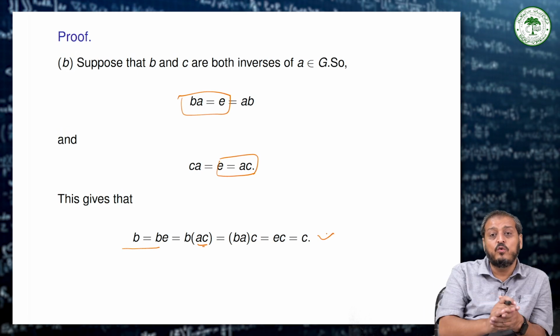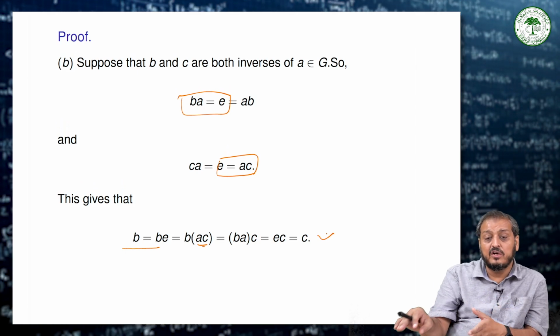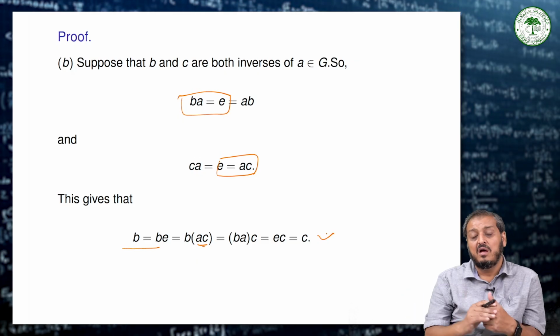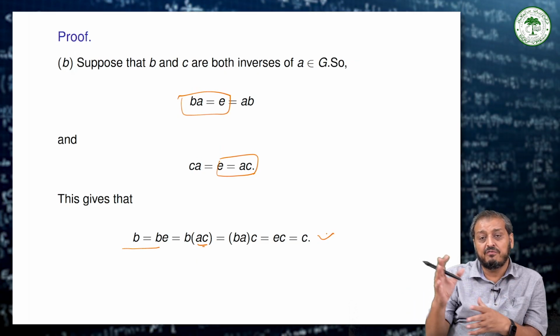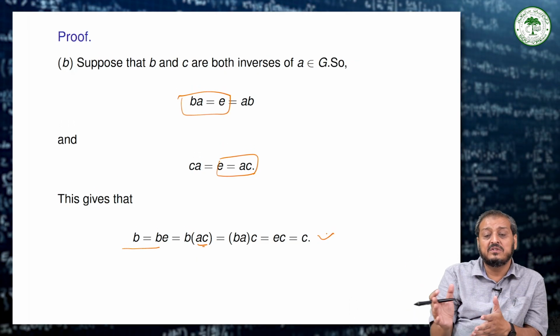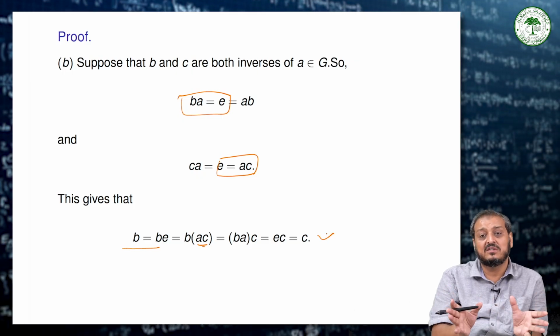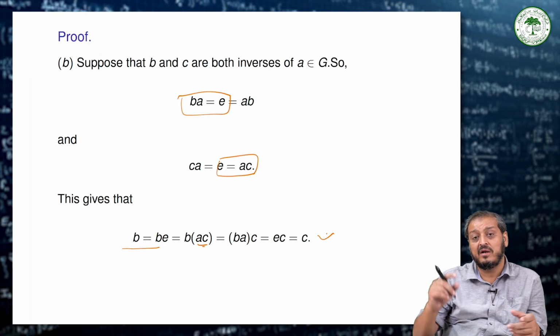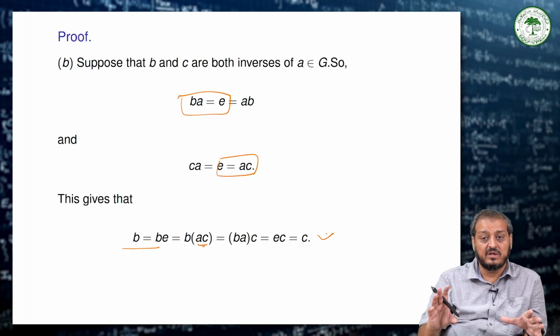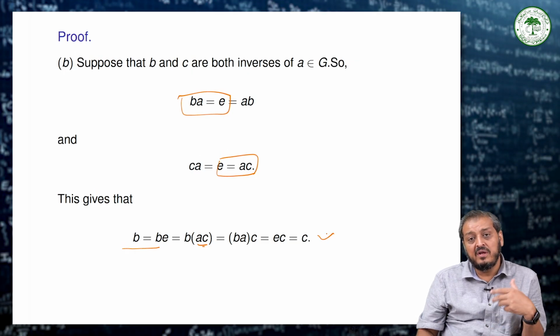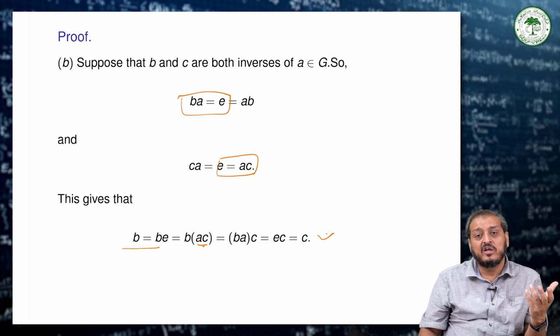So ultimately we have proved that if B and C are both inverses of A, then B and C are the same, that means both inverses are the same. So the inverse of each element A is unique. In a group every element has a unique inverse.